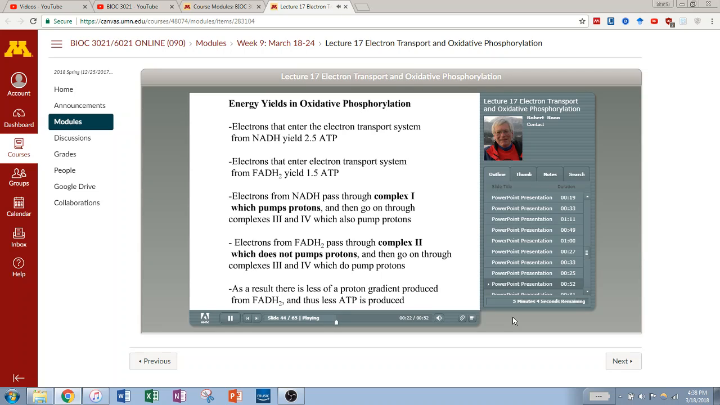Electrons from NADH pass through complex 1, which pumps protons, and then go on through complexes 3 and 4, which also pump protons. Electrons from FADH2 pass through complex 2, which does not pump protons, and then go on through complexes 3 and 4, which do pump protons. As a result, there's less of a proton gradient produced from FADH2, and thus less ATP is produced.